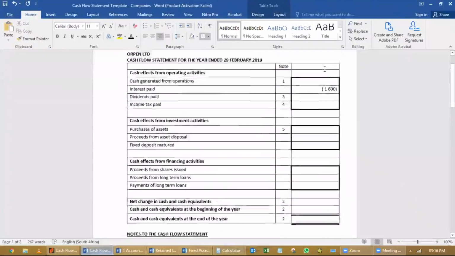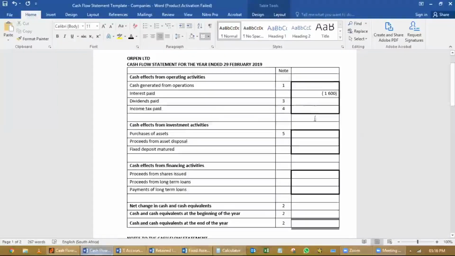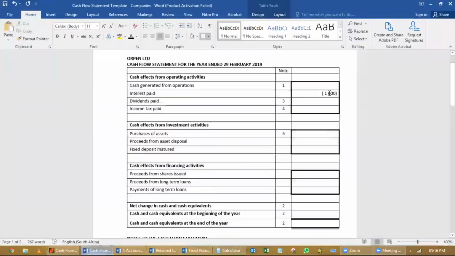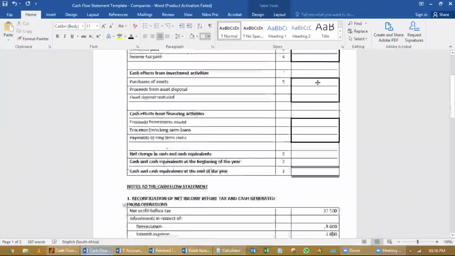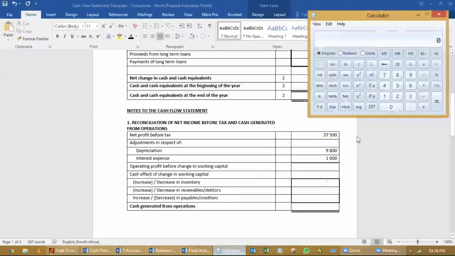So we have a zero balance here, but then in our information, our interest is still listed in our income statement. So you will add it to your note and subtract it from your cash flow statement. Right. Then all these amounts added together will form your operating profit before your change in working capital. So let's go and add all of those up.